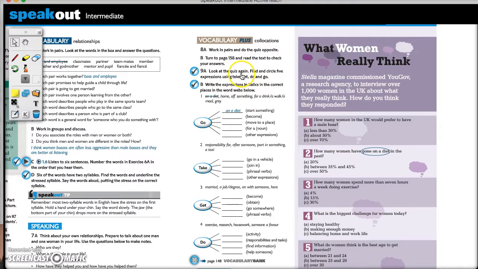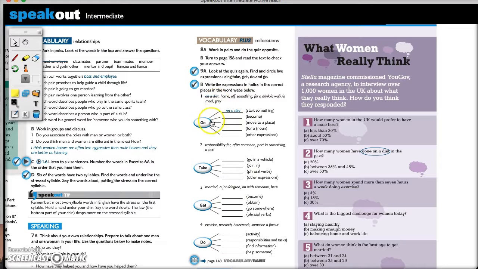It says, look at the quiz. It says, first turn to page 158 and read the text to check your answers. Well, first you're supposed to do this on your own, I assume, because you're at home, and then you're going to try to write the expressions here using the verb and the rest of the collocation. Okay, you have self-correction in the platform, so it shouldn't be difficult.